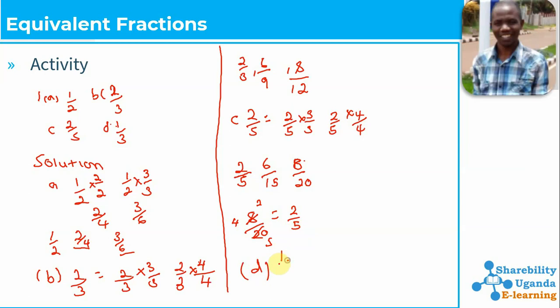And our part D was 1 out of what? 1 out of 3. So this is also going to be equal to 1 out of 3 times 2 out of 2. Then our next number is going to be 1 out of 3 times 3 out of 3. So here we shall be able to come up with our number. From 1 out of 3, our next number is going to be equal to 2 out of 6. Then another next number is going to be 3 out of 9. So here we have been able to get our numbers accordingly.